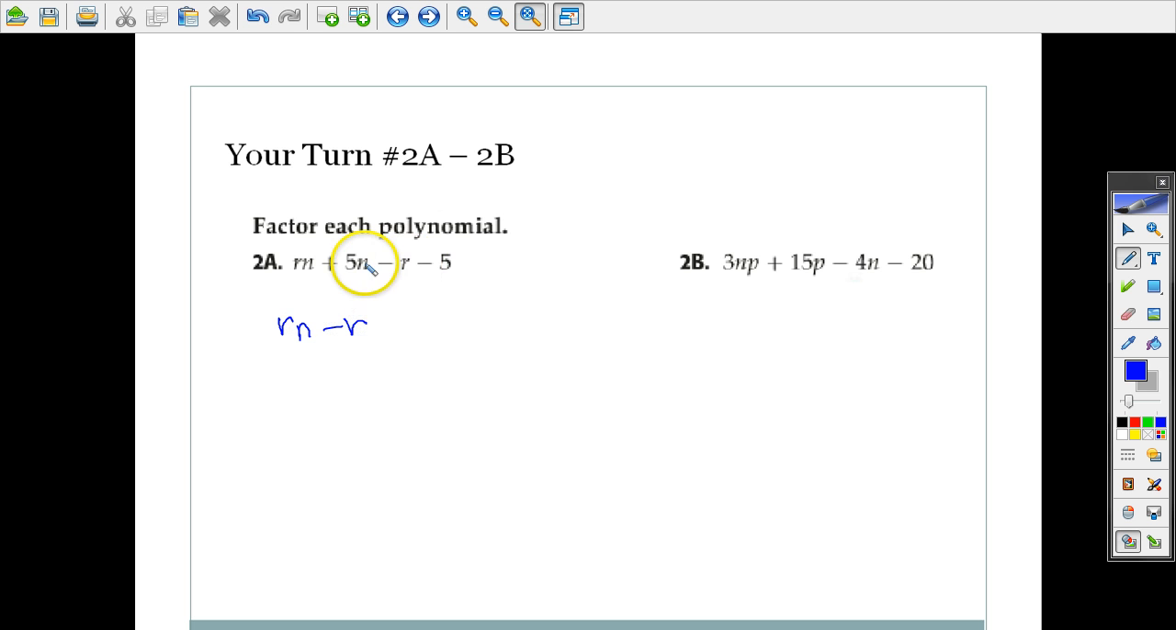I would switch these two, because I think what they have here is r in common and 5 in common. So factor these two first, and then have your final product. Okay? Alright, so finish that and 2b, and then come back when you're done.